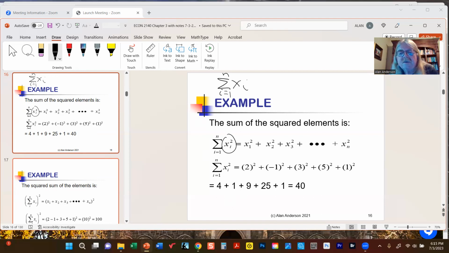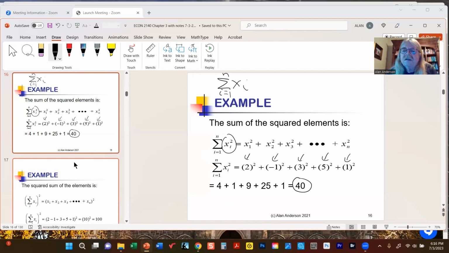So using the same data we had in that last example, 2, -1, 3, 5, and 1, I'm not going to add them up directly. I'm going to square each term before I add them up. And you can see that means the sum of the squared x's is 40. So you can see this opens up a lot of possibilities. I can do a lot of things with the summation operator, and we'll keep seeing this throughout this course in stats decision making.